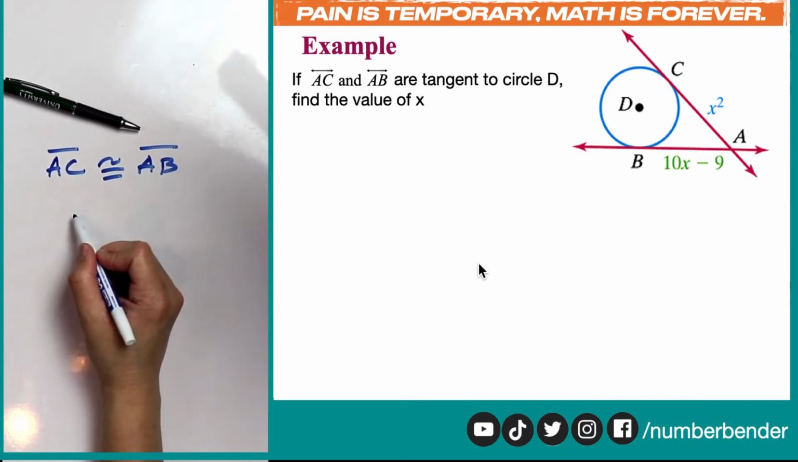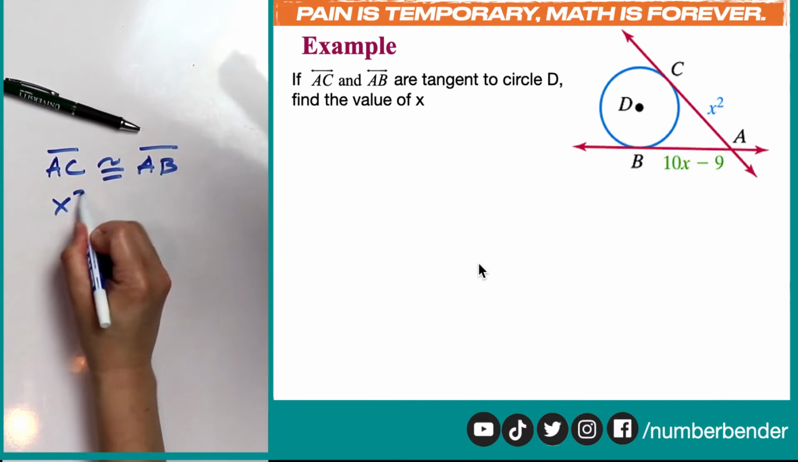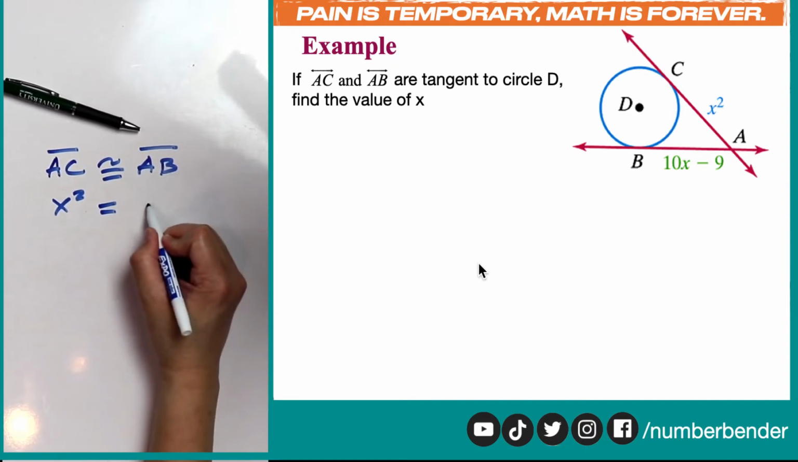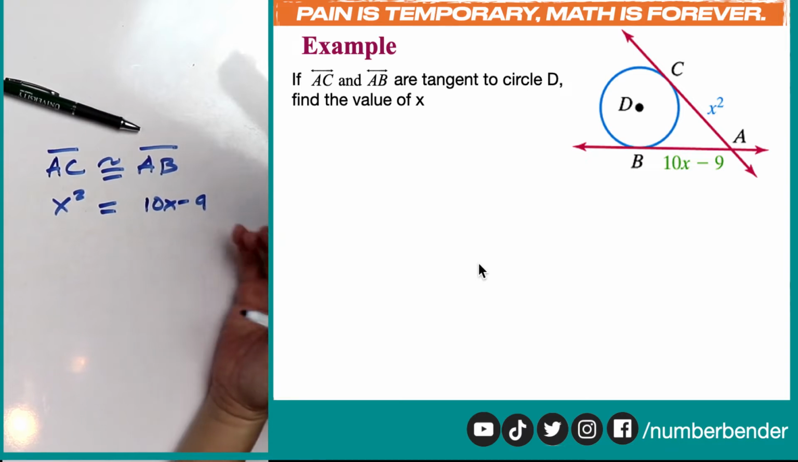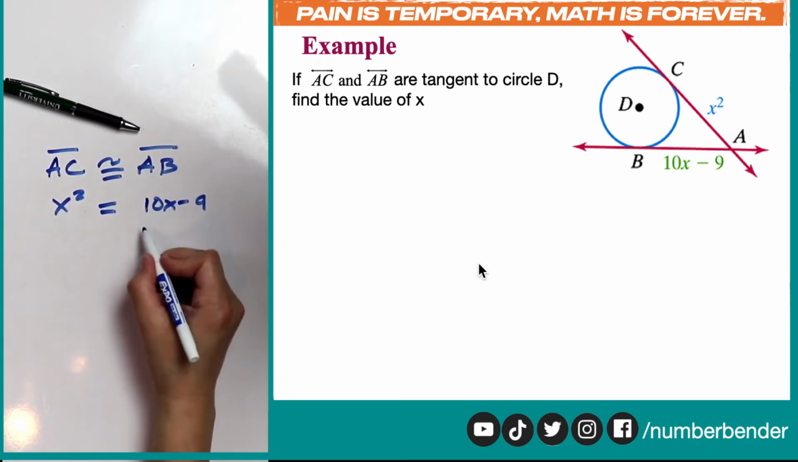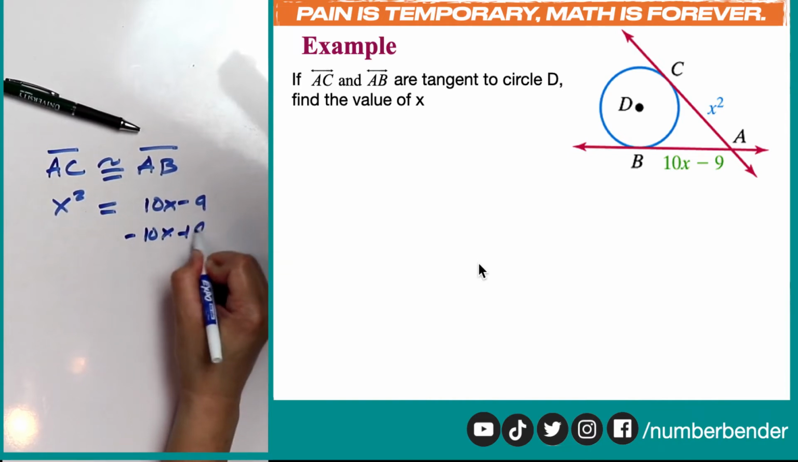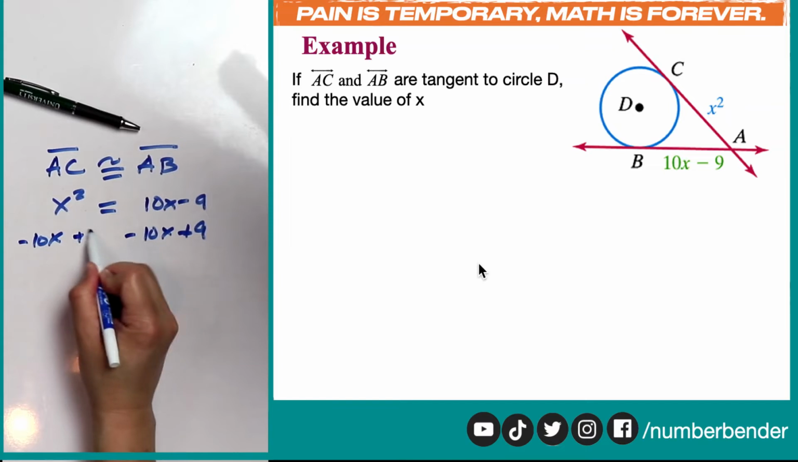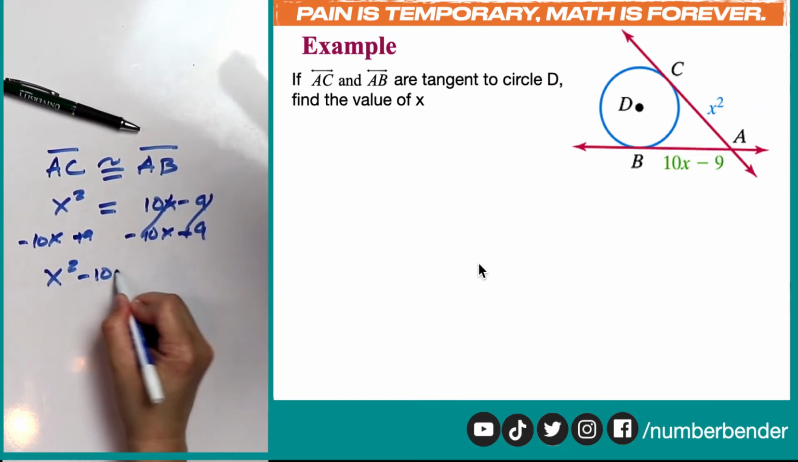And what is line segment AC? Line segment AC is x squared, which is equal to the value of line segment AB, which is 10x minus 9. And from here, we can now solve for the values of x, because all we need to do is to equate this to 0. So we subtract 10x and add 9 on both sides, which will leave us with x squared minus 10x plus 9 equal to 0.